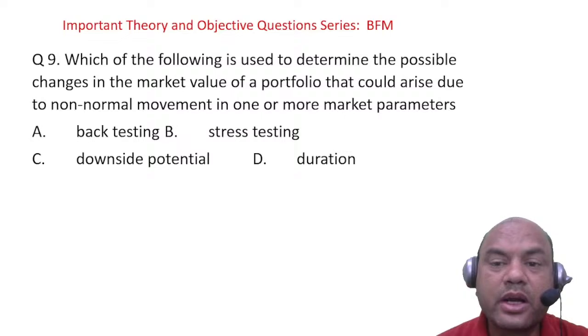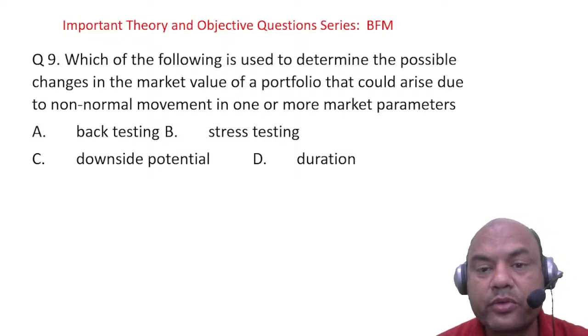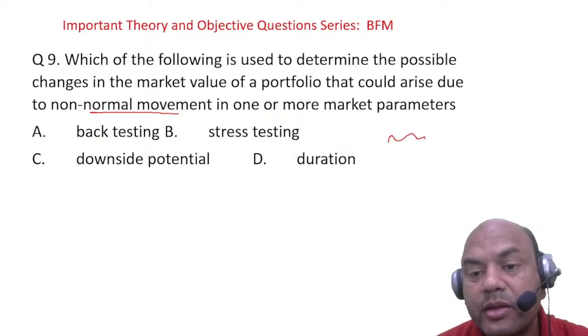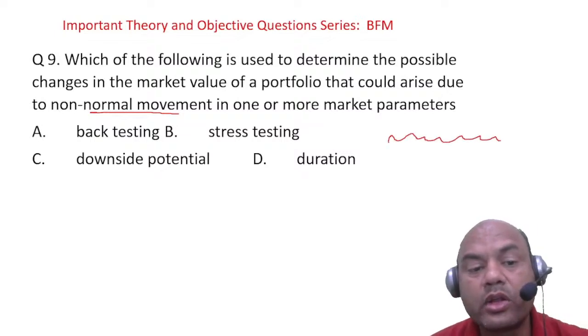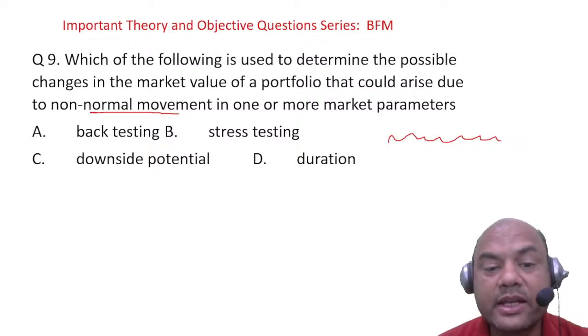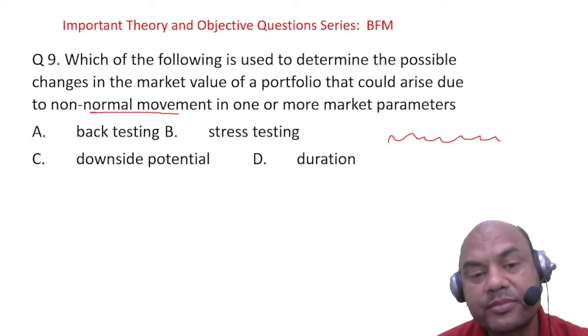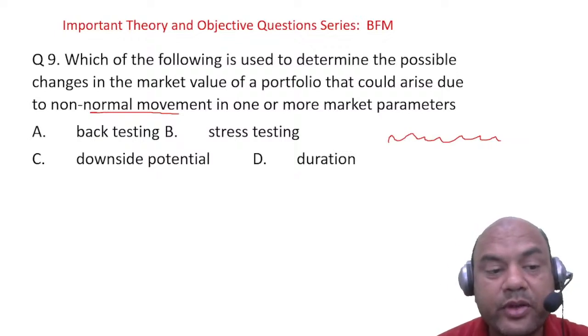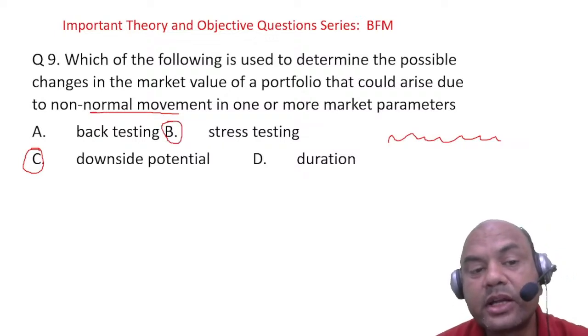Which of the following is used to determine the possible changes in the market value of the portfolio that could arise due to non-normal movements? Non-normal. Normal means what? I just gave you that example, backtesting. Non-normal: backtesting, stress testing, downside potential and duration. Remember, what does downside potential mean? You will get confused between B and C.